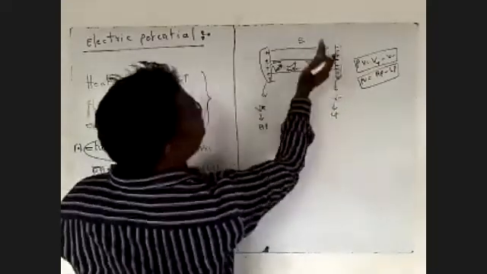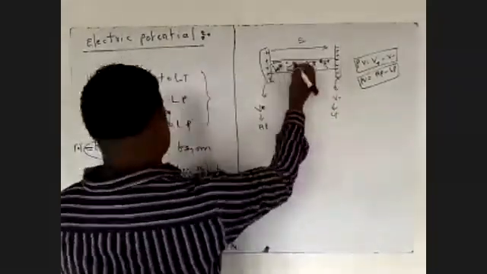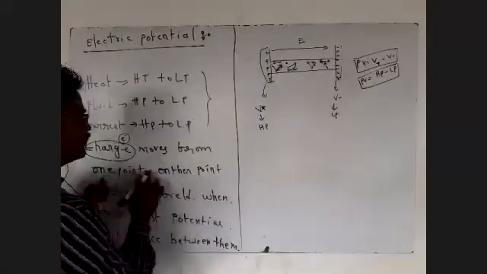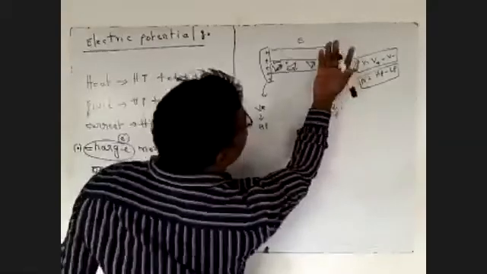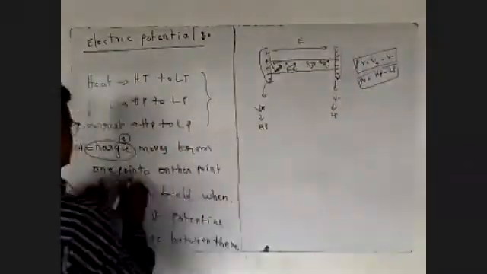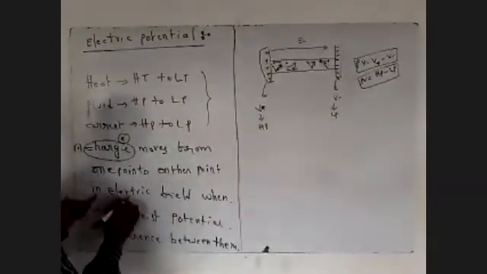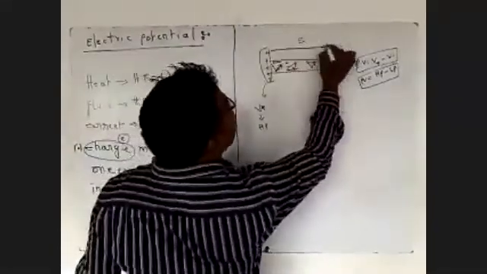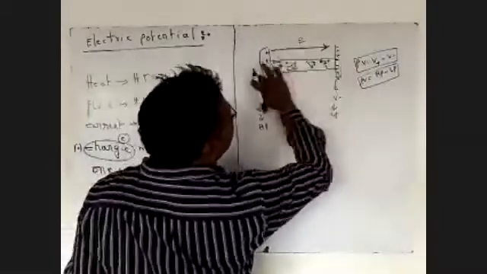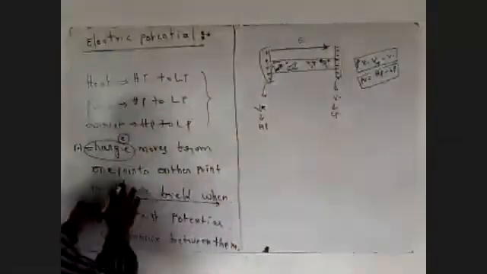This electron is moving from this point to this point, from one point to another point in an electric field. The direction of the electric field is from the positive plate to the negative plate.